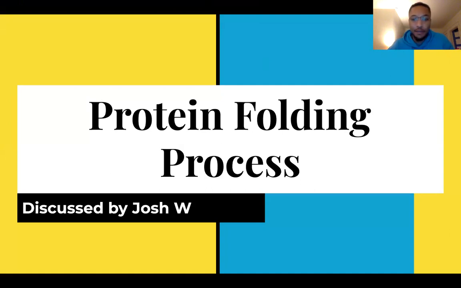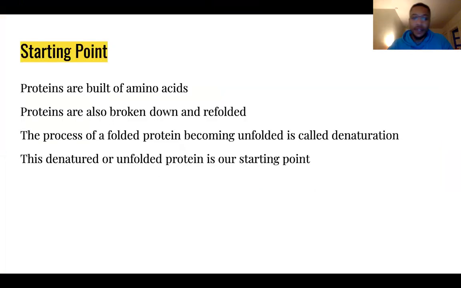Today we're discussing the protein folding process. So the starting point, proteins are built of amino acids. They can also be broken down and refolded. This process of the protein being unfolded is called denaturation. And this denatured or unfolded protein is our starting point. This is what you need to keep in mind because this is where we're starting for this process, okay?